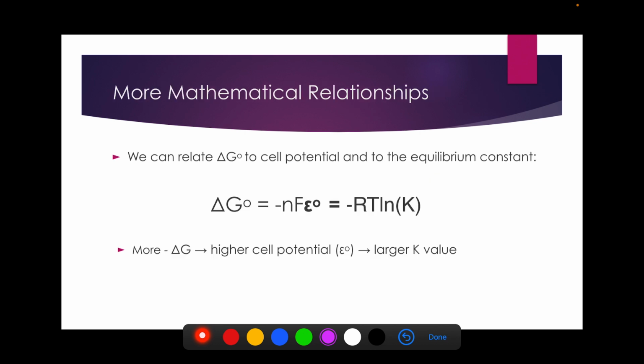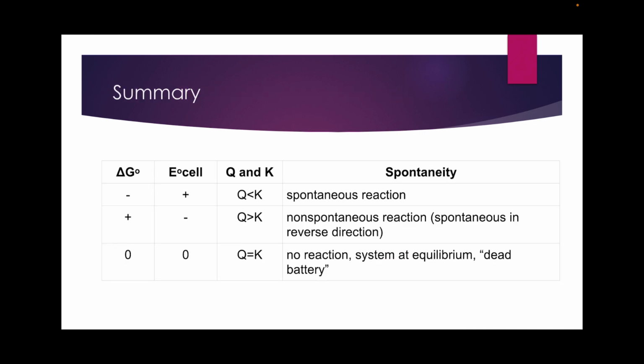We can look mathematically at this as well. Recall we've already looked at this equation. This portion of the equation can also be found on your equation sheet. The important takeaway here is that the more negative delta G is, the higher the cell potential and the larger the K value. Let's summarize this information in a table.